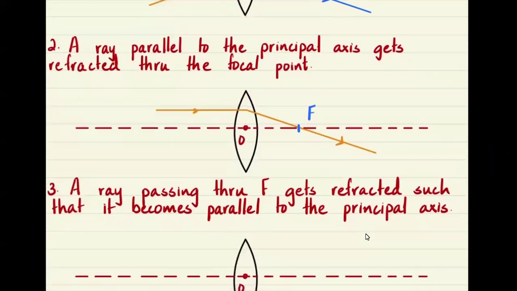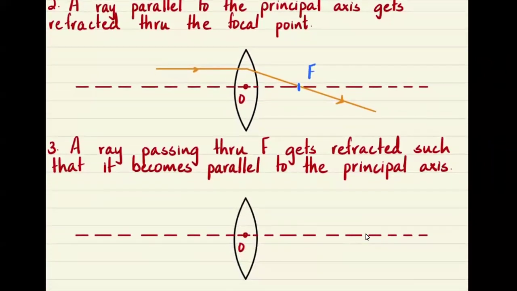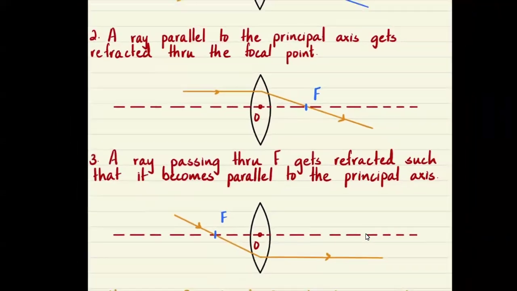All right. The third rule is this, that a ray which passes through F gets refracted such that it becomes parallel to the principal axis. So a ray like this, if it's already passing through F here, it gets refracted in such a way that it becomes parallel to the principal axis like this. All right, so these are the three rules.